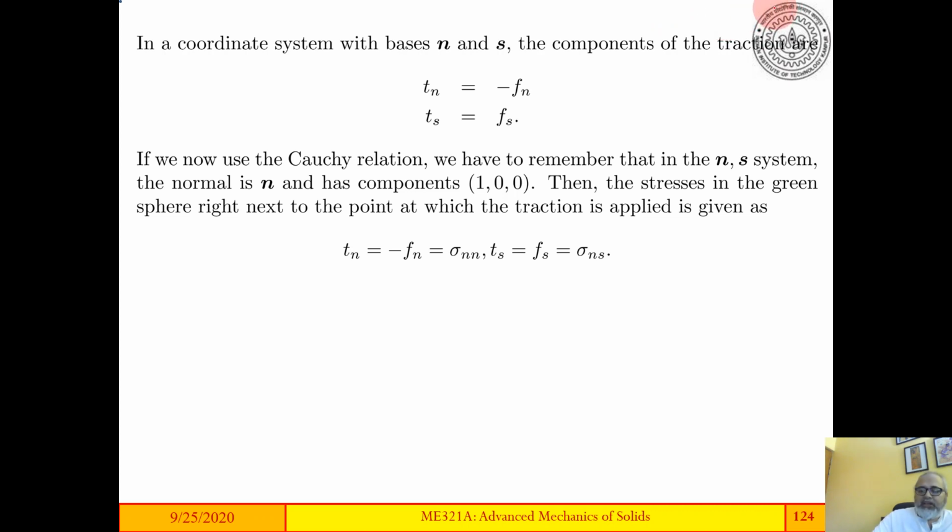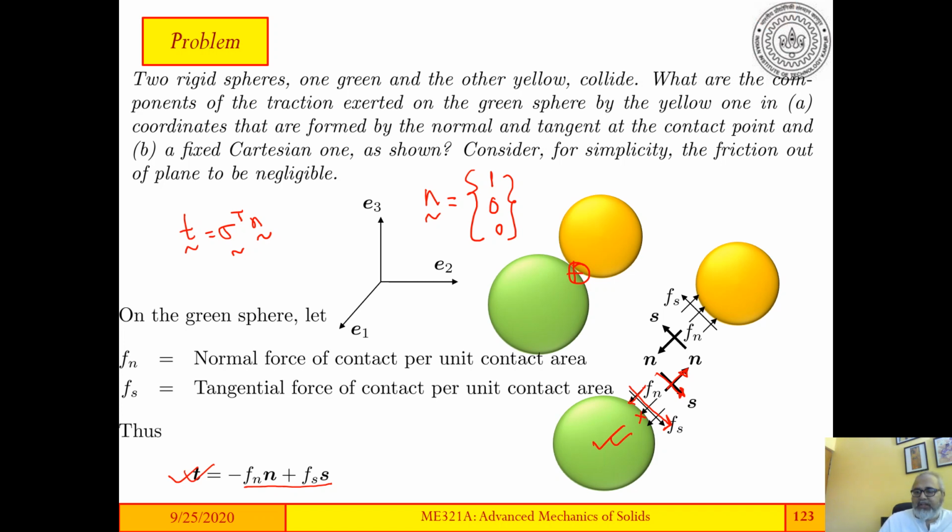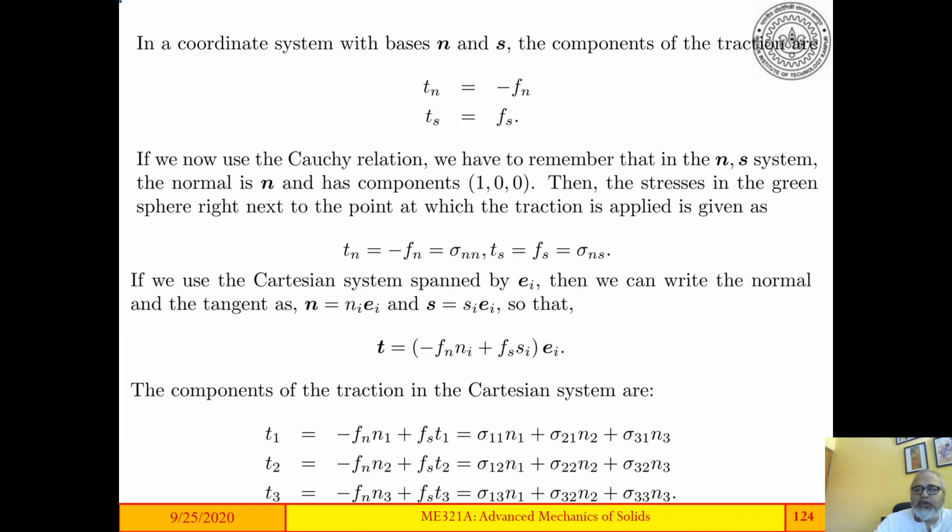Okay. However, if we now choose to work not in the ns coordinate system but in the e1, e2, e3 coordinate system, then this normal no longer has components 1, 0, 0, but it will have some components n1, n2, n3. And in that case, the components of traction, again calculated through this expression, will give you these three equations, where n1, n2, n3 are the components of the normal in the fixed Cartesian coordinate system.